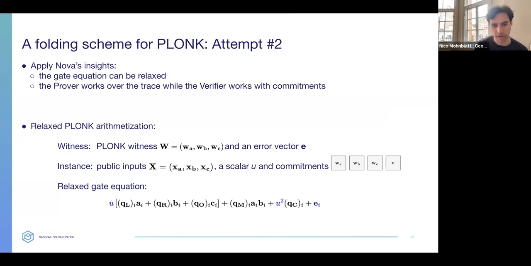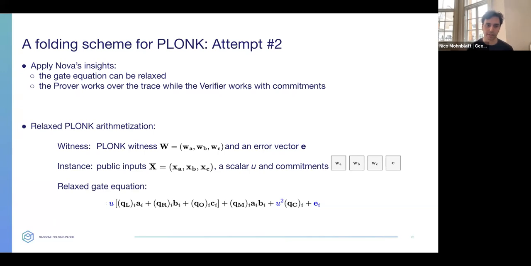So this brings us to this relaxed PLONK arithmetization, where a witness is still a PLONK witness, but we add this new vector, which we call the error vector. We call it the error vector because Nova does too. Some people call it the slack vector, the noise vector. It is what it is. This vector is a column in your trace. It's a whole column.